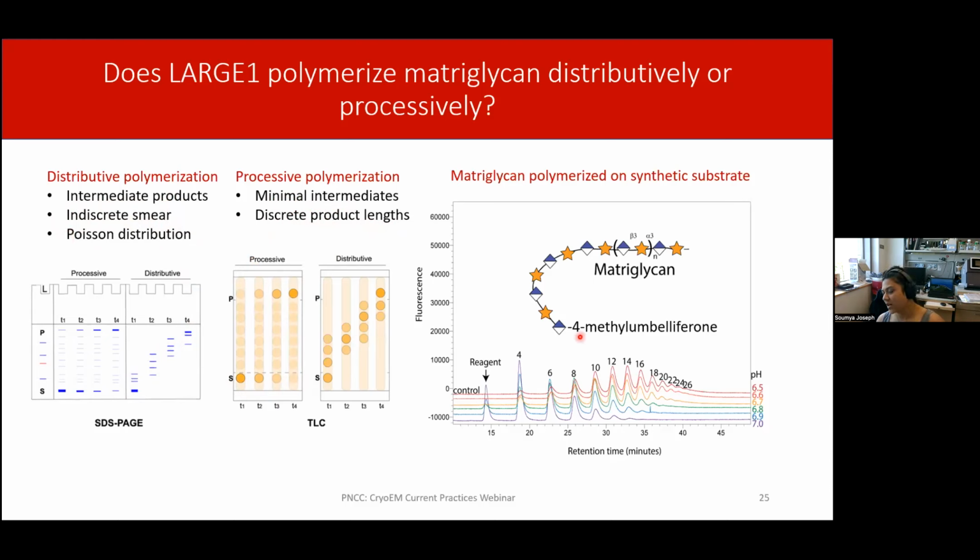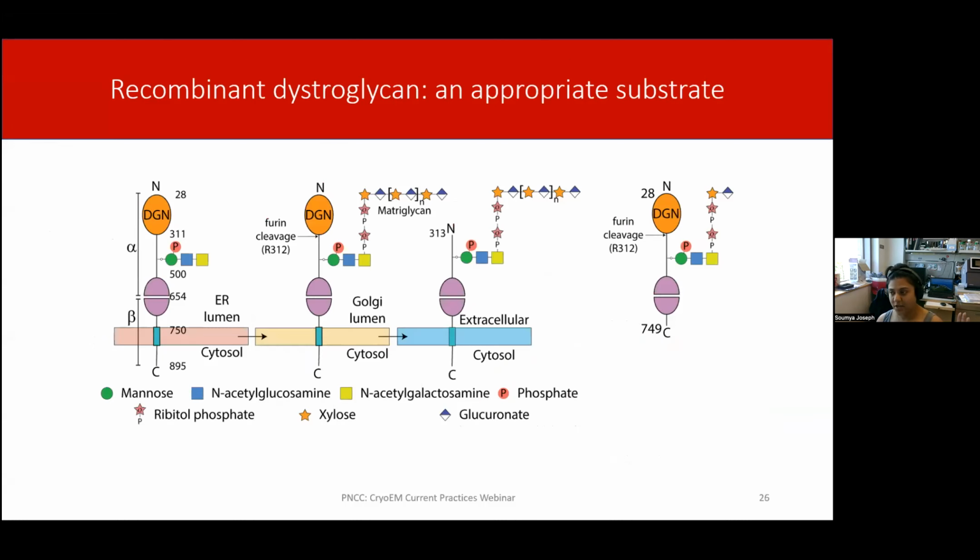So remember the anion exchange chromatogram that I showed you earlier, with 4-methylumbelliferone and matriglycan polymerized on there. Here you can see the products have a Poisson distribution, and this definitely is a distributive mechanism with this particular substrate. But we want to know what it looks like with the native substrate.